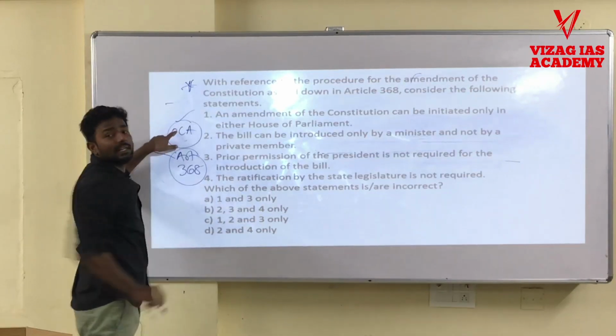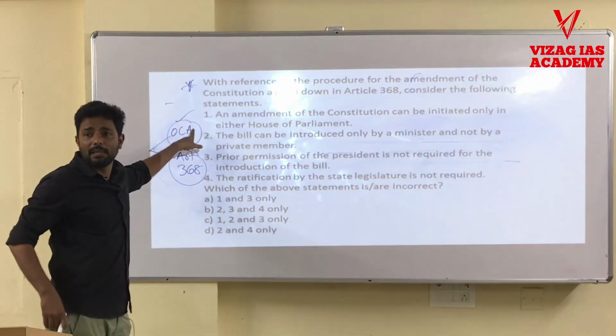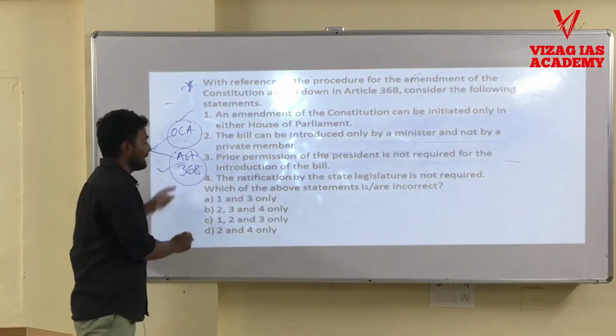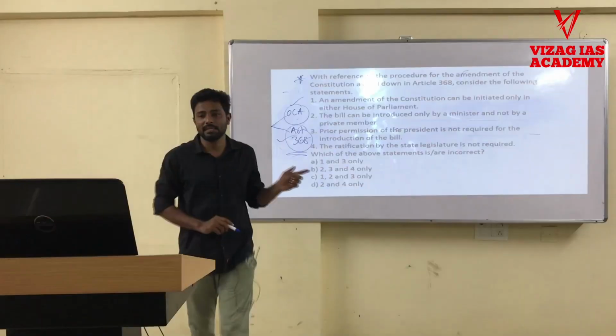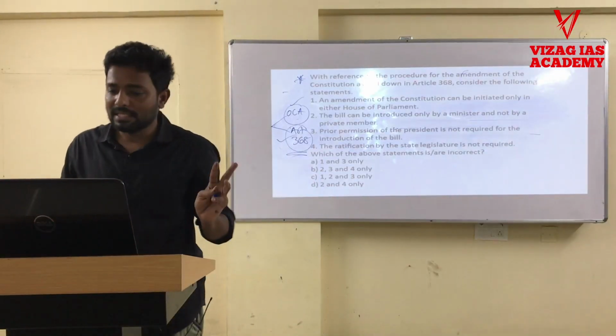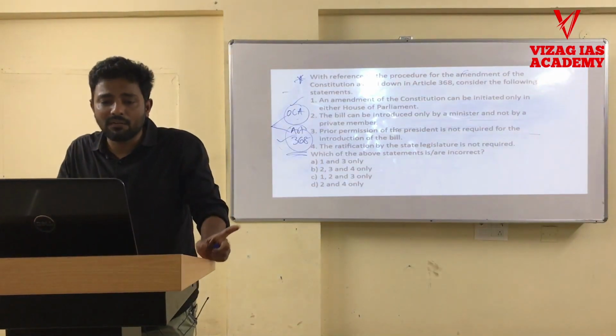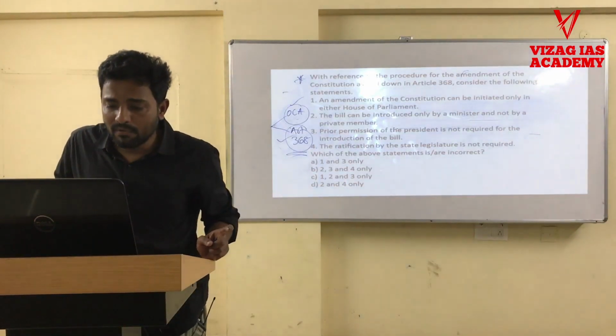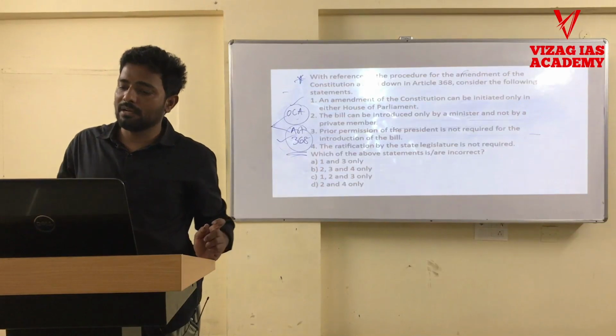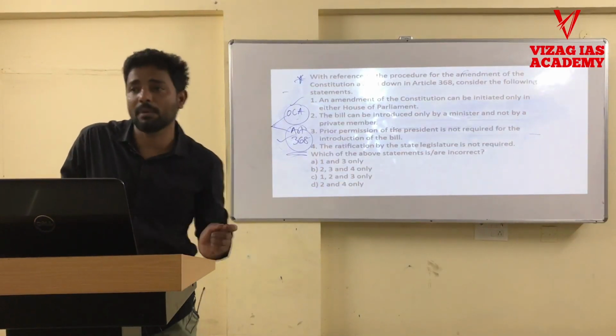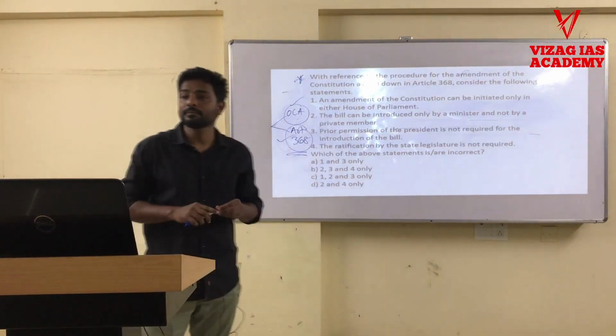So this is an ordinary bill only, it can be passed with a simple majority, but under Article 368 it requires a special majority. Having said this, under Article 368 consider the following statements. Point number 1, an amendment of the constitution can be initiated only in either house of the parliament. Is it correct or not?